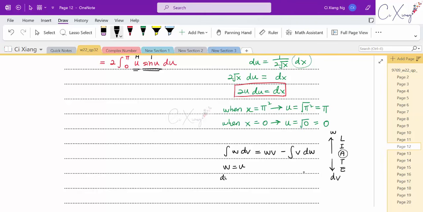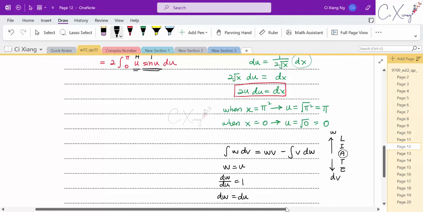Okay, now I want to differentiate w, so dw over du equals 1, and from here we get dw equals du. Then for the trigonometric part, dv equals sine u du. The remaining part in our equation is sine u du. Integrate dv, I get v. Integrate sine u, I will have negative cos u. Because our integration hasn't completed yet, I will not put a plus c here yet.